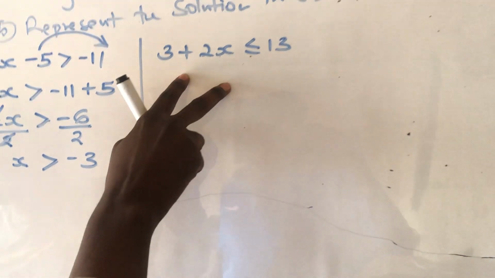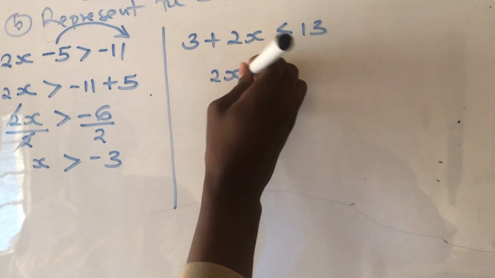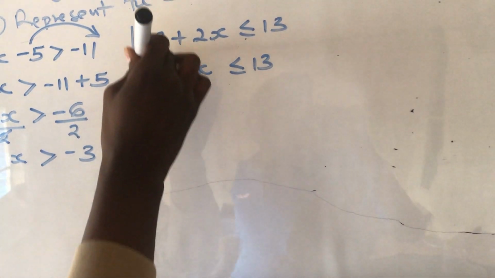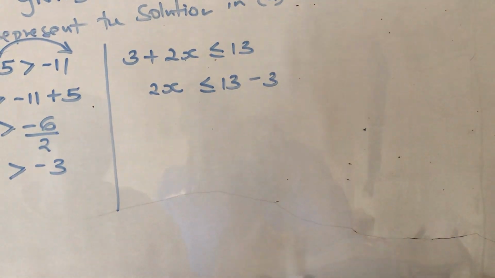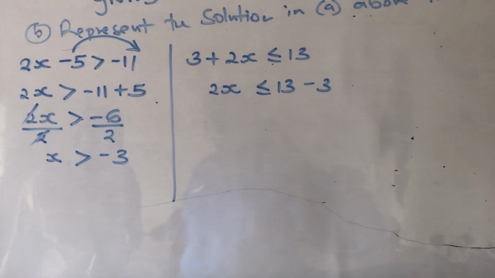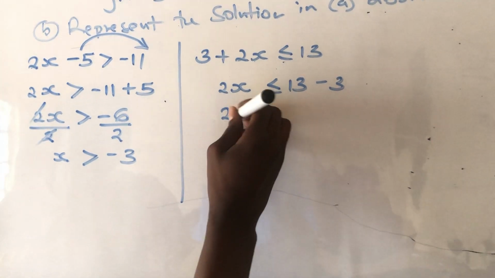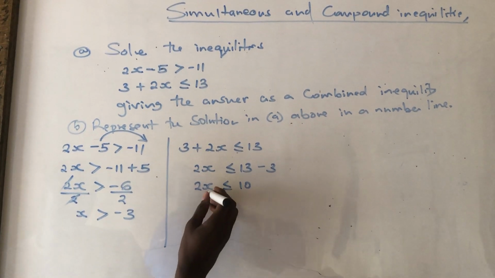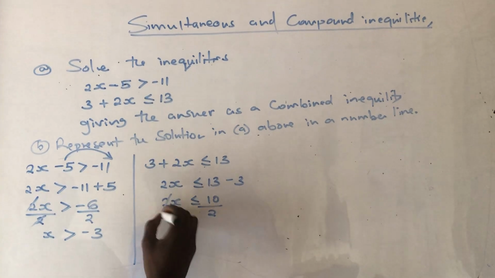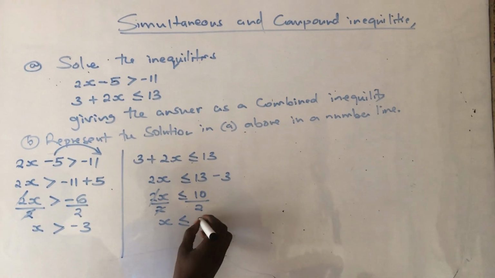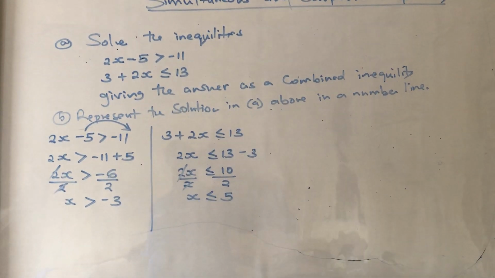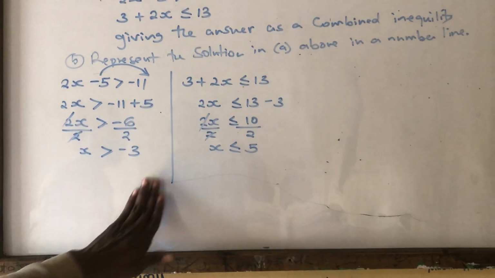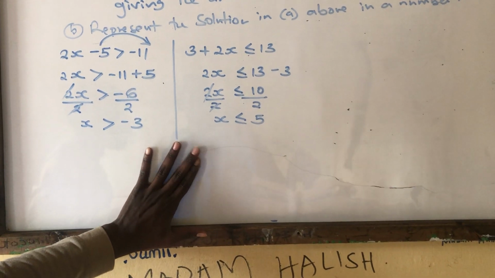Bringing us to this one here, 3 plus 2x is less than or equal to 13. What happens when the 3 crosses over? It will become a minus. So this will be 2x is less than or equal to 10. Divide by 2, divide by 2. So x will be less than or equal to 5. I have succeeded in solving the two inequalities.